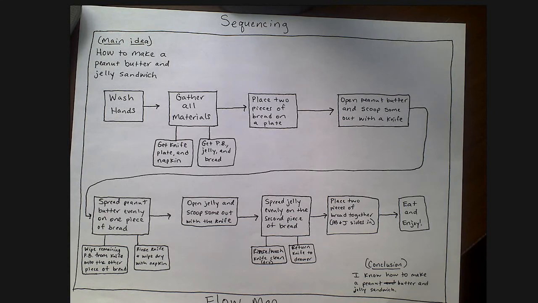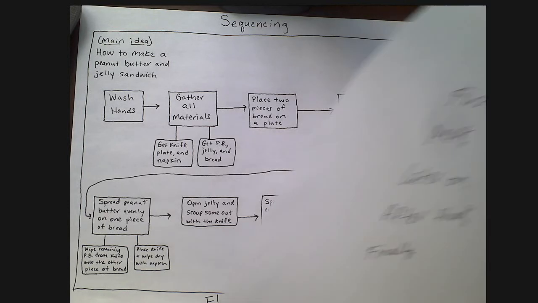Okay, and again, you can do that with a flow map with words, a flow map with pictures, or you can write it with a paragraph. Just remember to use your transition words.